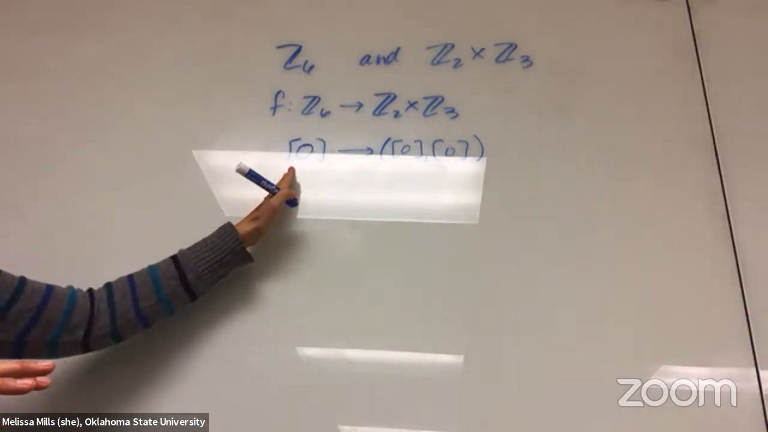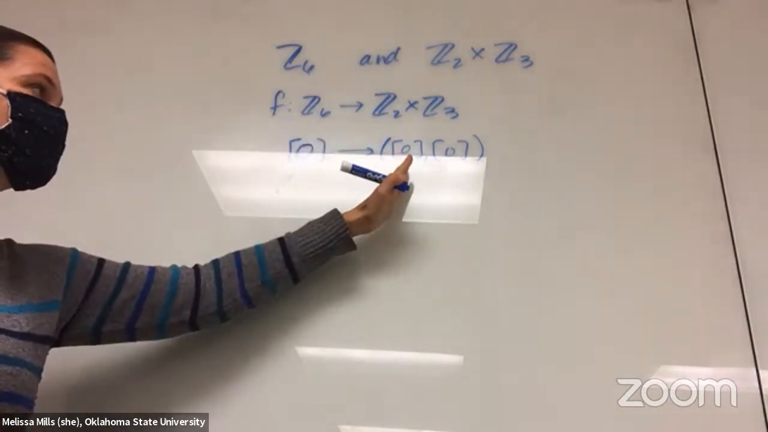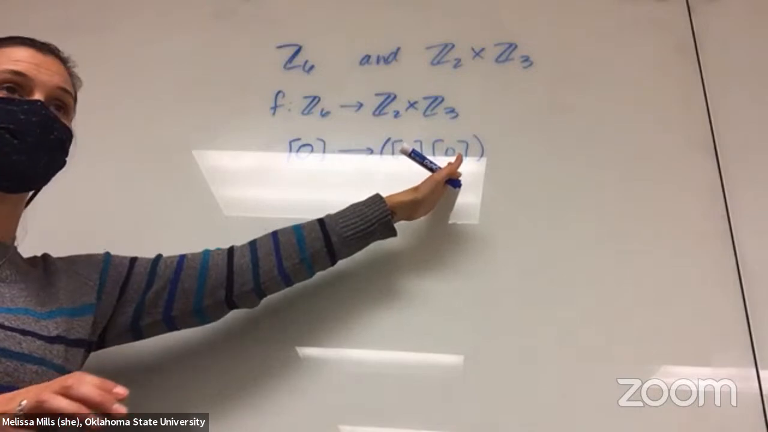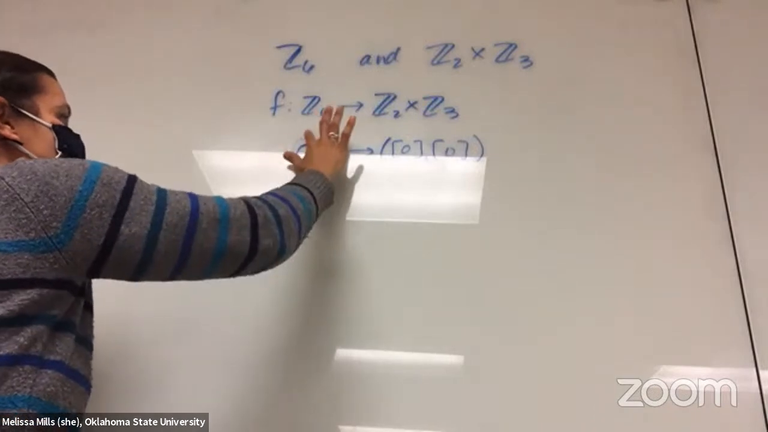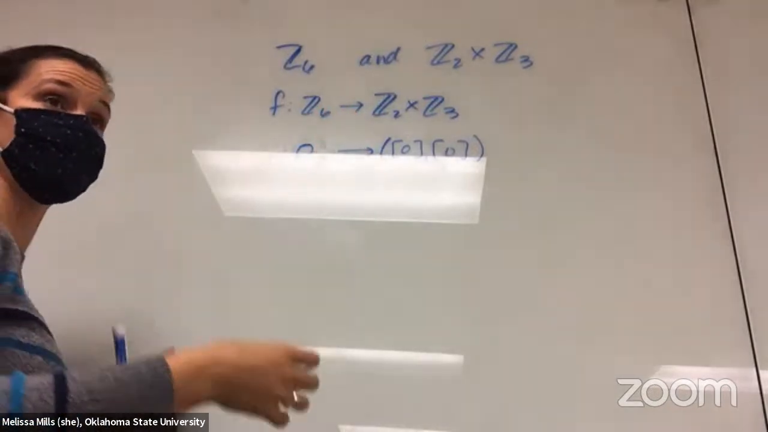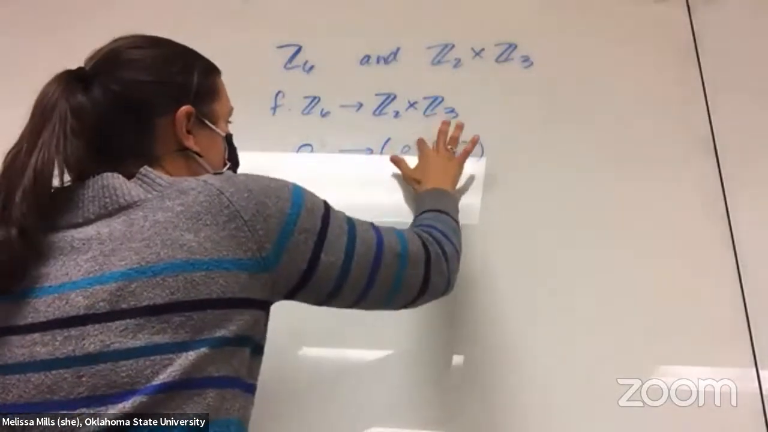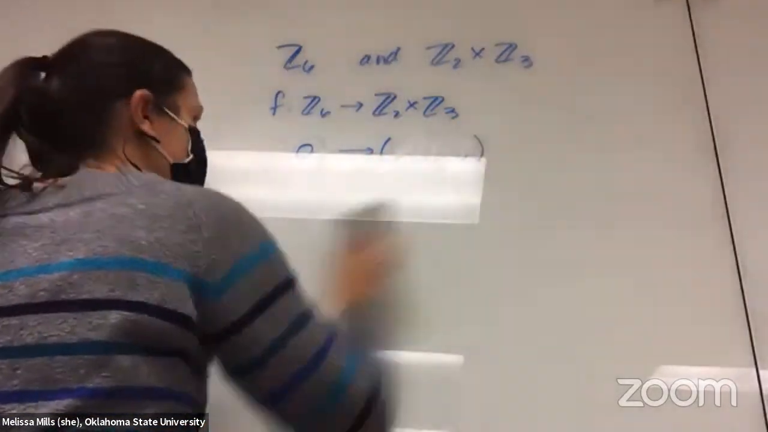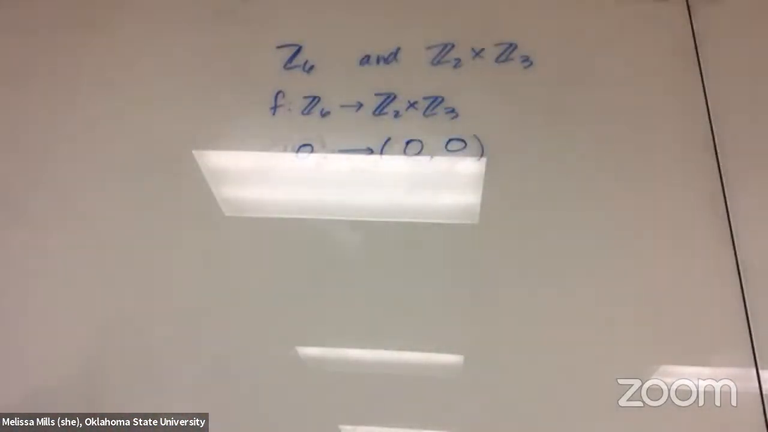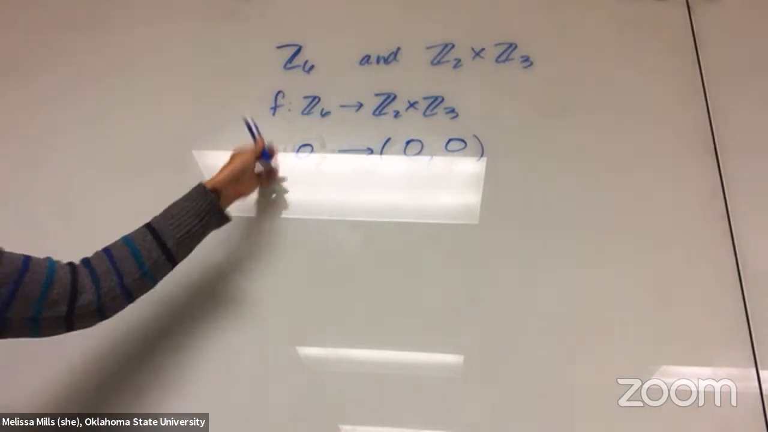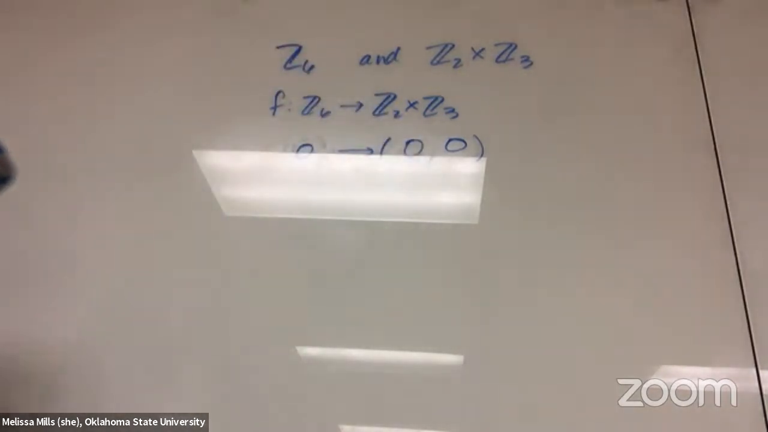We mean the congruence class of 0 here, the congruence class of 0 in Z mod 2, and the congruence class of 0 in Z mod 3. I'm going to drop the brackets just because they're a little tedious to write, but understand that this 0 is not just a 0, it's a congruence class. So 0 goes to 0, 0. And then you were thinking that 1 needs to go to 1, 1. I didn't say that, but I was saying that the 1 over here needs to go to the 1 over here.